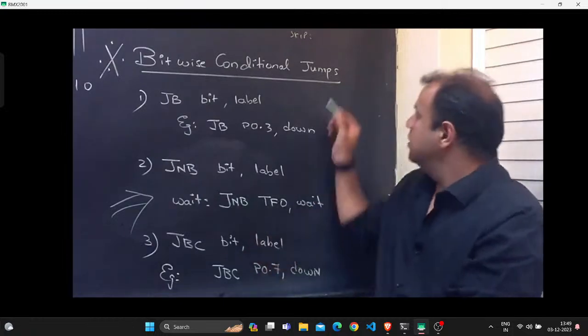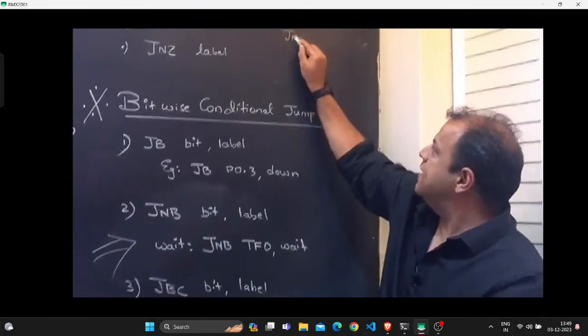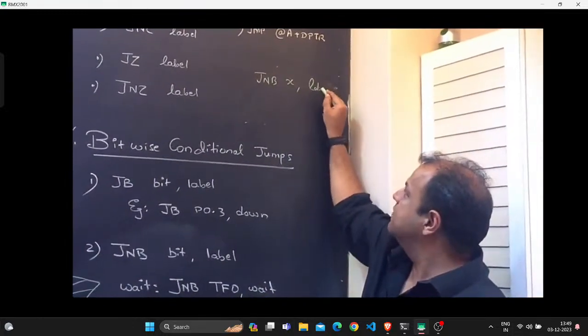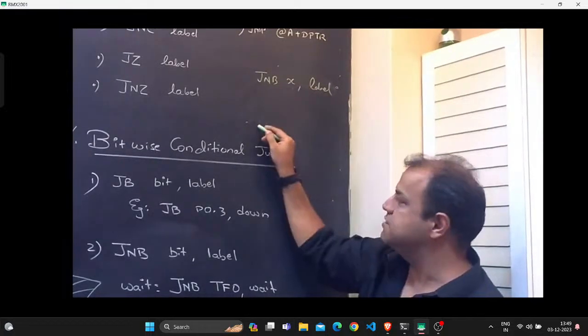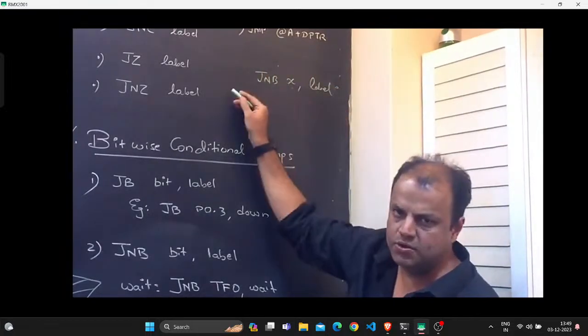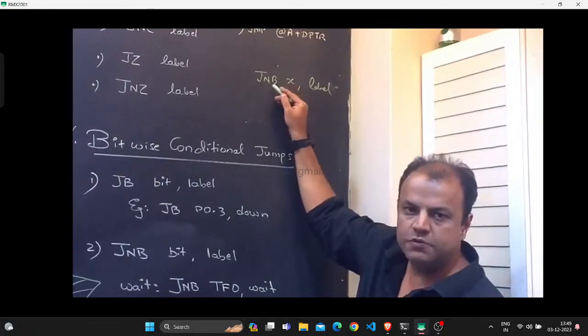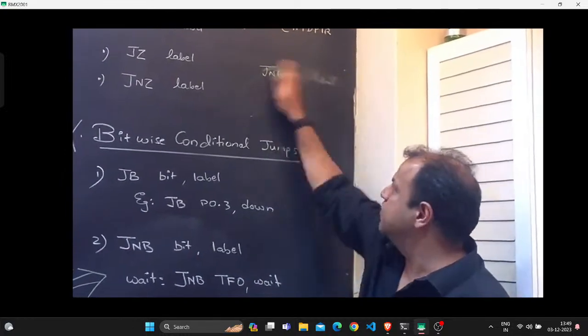So for the last time, JNB X comma label. What does that mean? If this bit is 0, the program will take a jump to location label. That label can be anywhere, it can be on the same instruction also, just as I've given an example. So if this bit is 0, the program will go there, otherwise it will simply go to the next location.